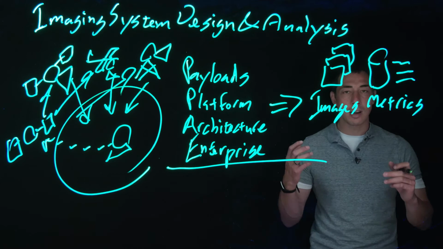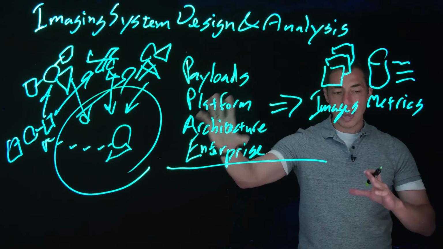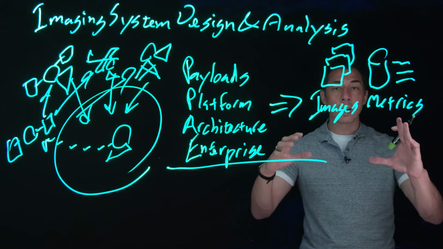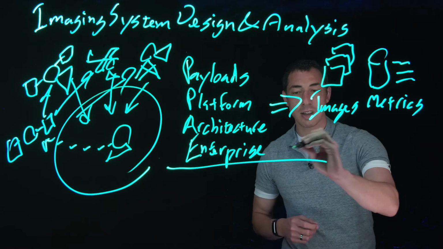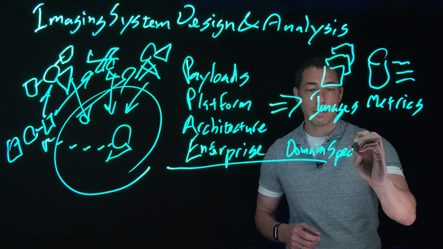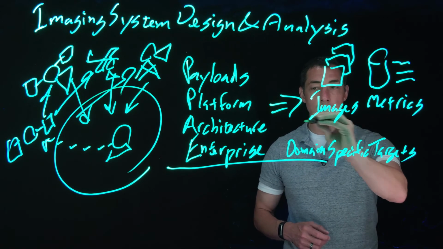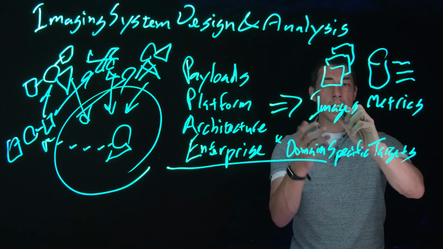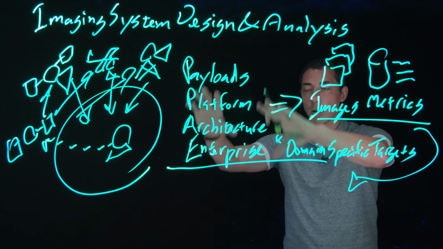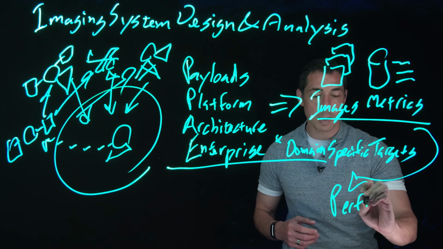We've got all these different images and metrics which we can now start to combine and say, based on these payloads, platforms, architecture, or enterprise parameters, we are now going to combine these with domain-specific targets combined with these parameters to generate your performance metrics. So you're going to then evaluate this entire system against these domain-specific targets to give you performance metrics.